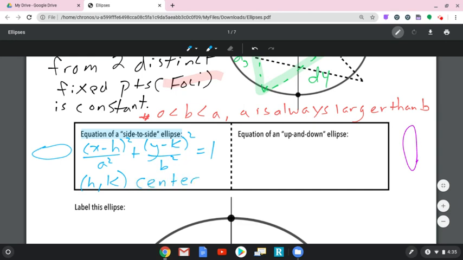And h, k is still going to be my center. Now, if we have an up and down ellipse, you're going to have x minus h squared again, but we're going to have that over b squared. The larger value, the a value, will be under the y. That's how we determine if it's up and down or side to side: your largest value will determine that. I know it's hard to see my little 2 there, but that is a squared. Again, h, k is still the center.